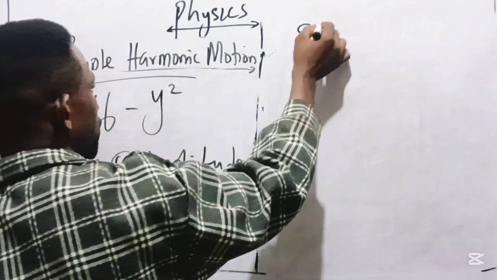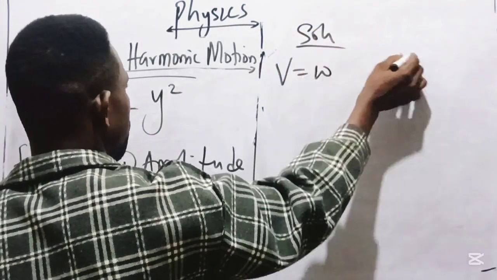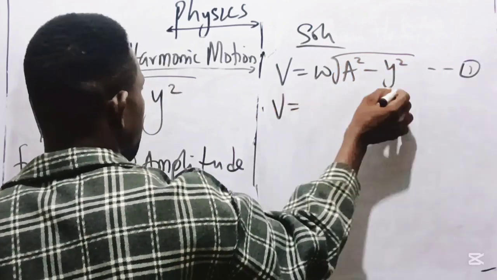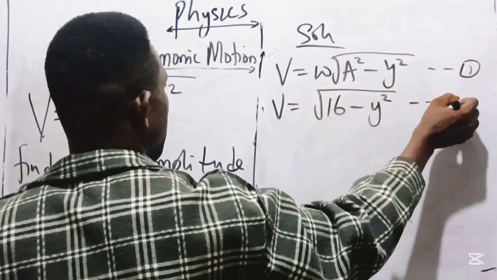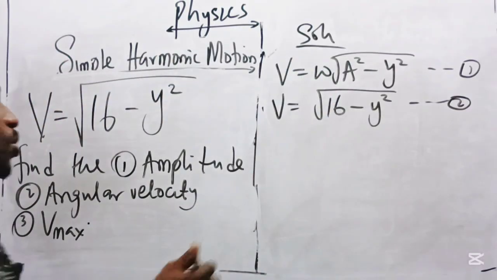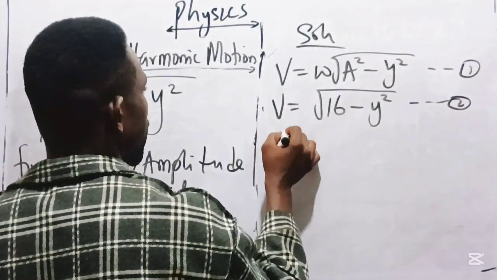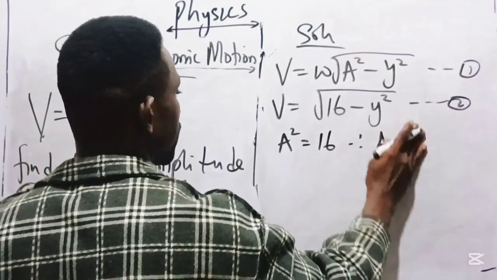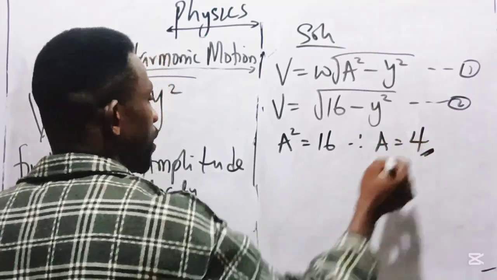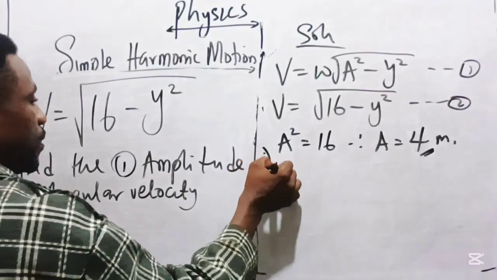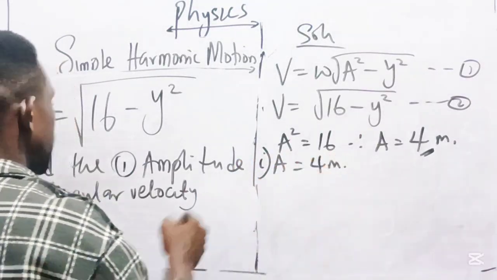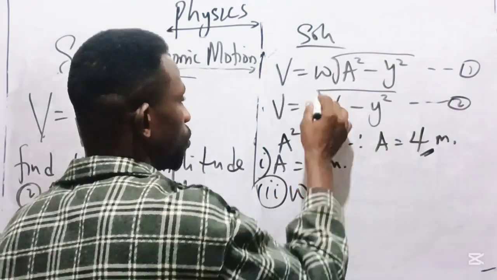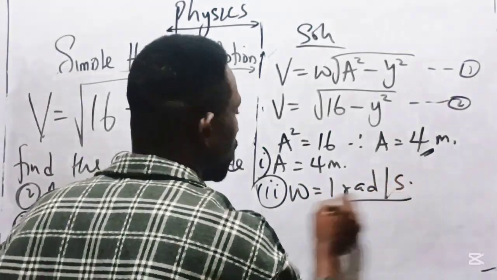So the first solution, we record that v is equal to w square root of a squared minus y squared. We call this equation 1. Then v is equal to square root of 16 minus y squared. Call this equation 2. Let's compare equation 1 and equation 2. We have that number 1, a squared is equal to 16. That means a is equal to square root of 16, which is 4. So a equals 4 meters. Then number 2, angular velocity w is equal to 1 radian per second. So that is the angular velocity.